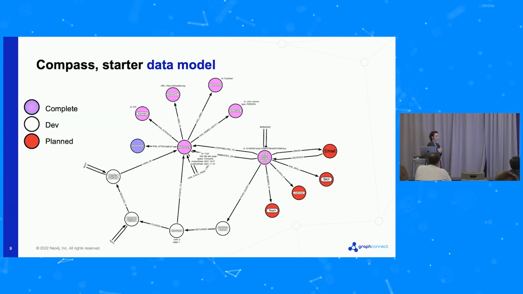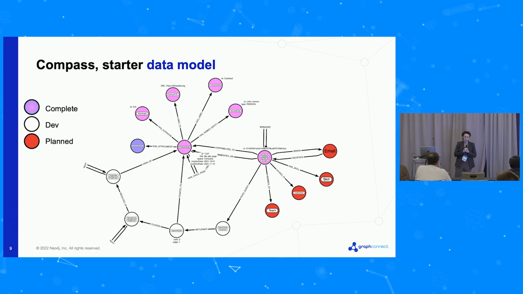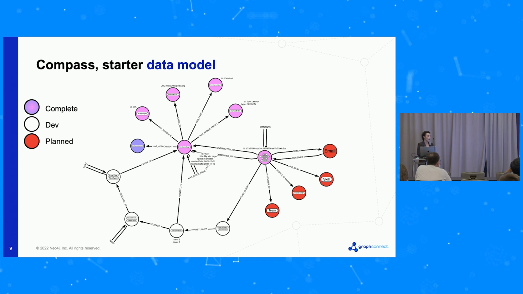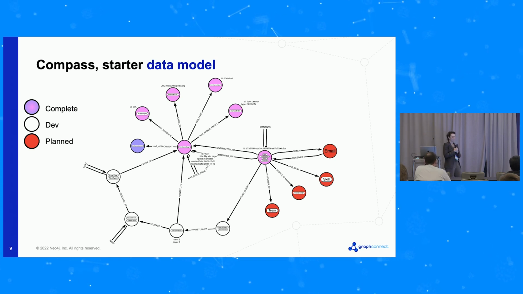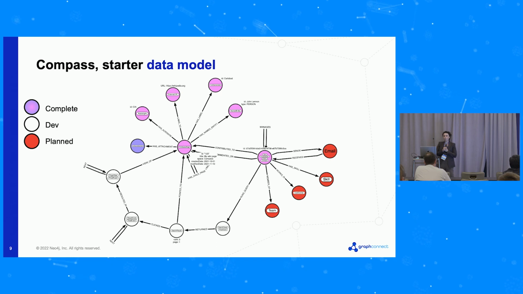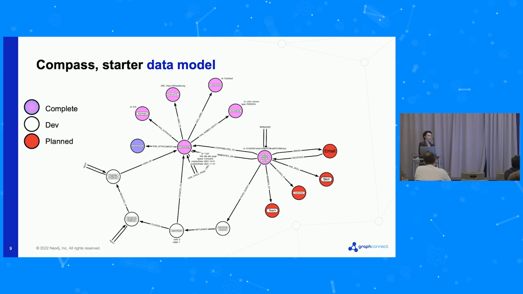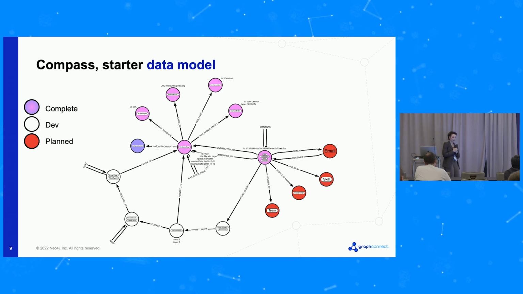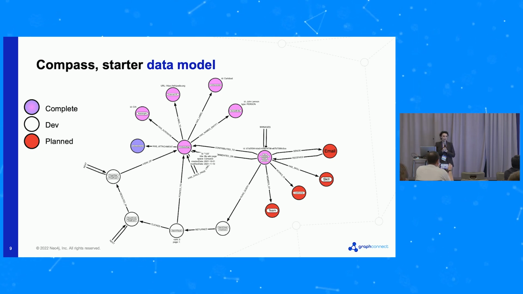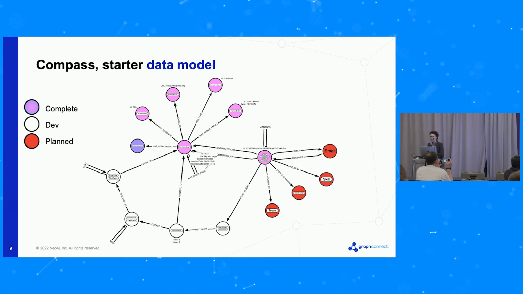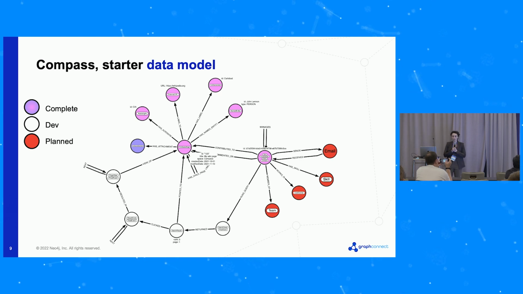So this is our starter data model. There's a lot of things going on in here, and you can see what we've completed thus far and what's in development and what's planned. What we've completed so far is that we've mapped in our people and their management hierarchy. And people can create content, they can interact with content, they can comment on content. So those relationships also exist in our database. And the content itself has attributes and relationships.